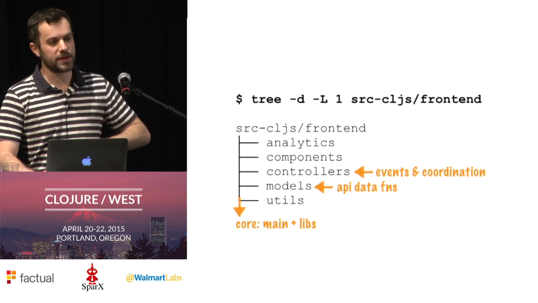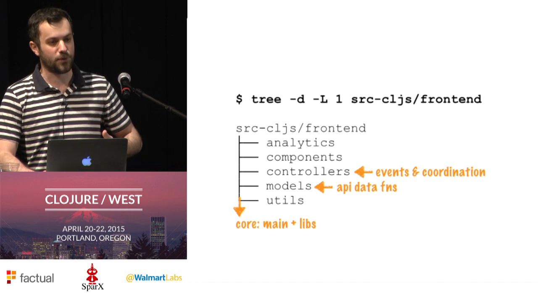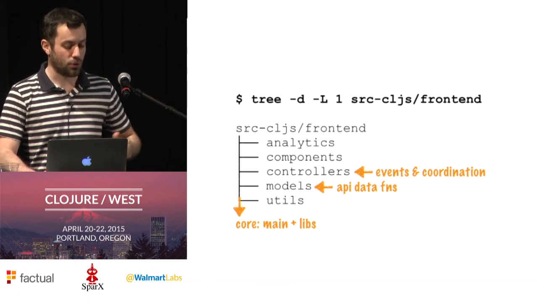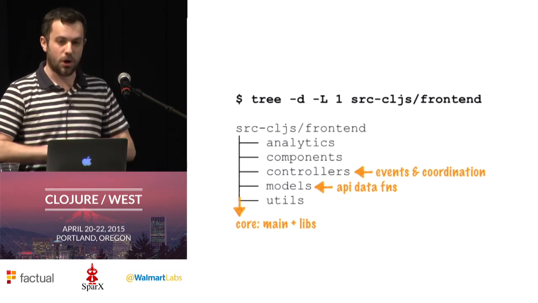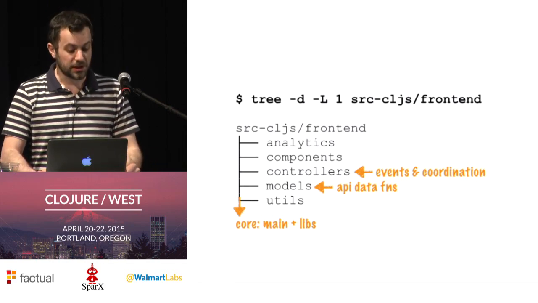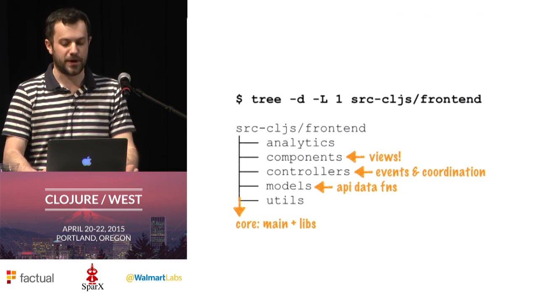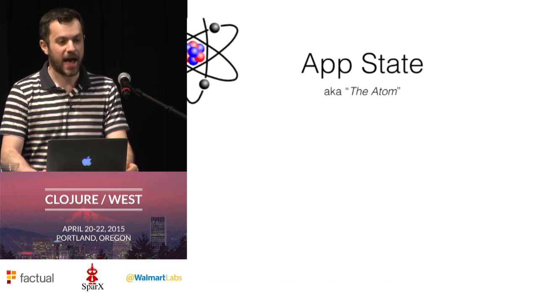And then in the models directory, you'll find data functions that operate on the information requested from the API and from the controllers. And those aren't your typical models. We don't have model objects. They're all pure data functions. They all operate on Clojure literals. And then the components directory has all the views. So this is where you'll find all the Om bits. The interesting thing is that these are all glued together with the app state atom.